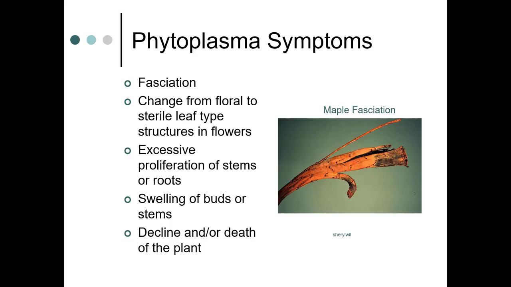Fasciation, here's a picture of maple with fasciation. Change from floral to sterile leaf type structures and flowers. Excessive proliferation of stems or roots. Swelling of buds or stems, and decline and or death of the plant.